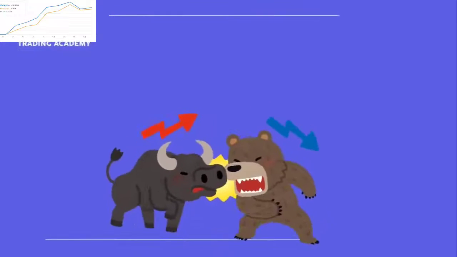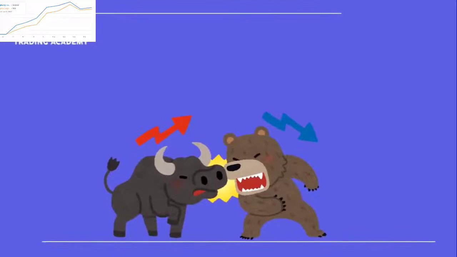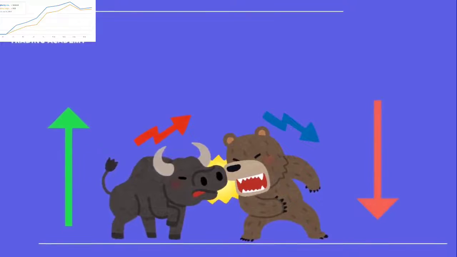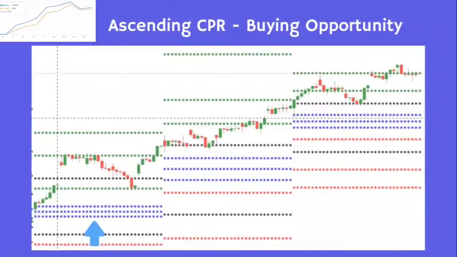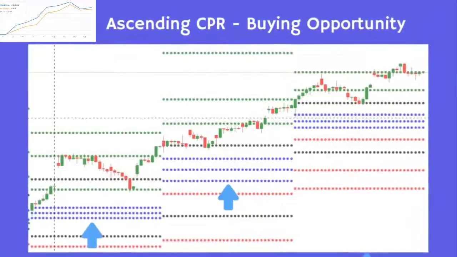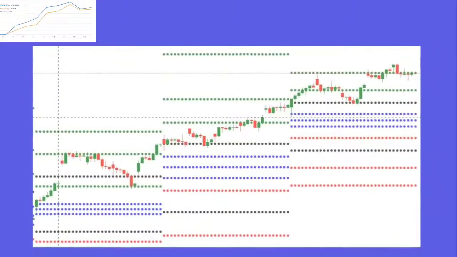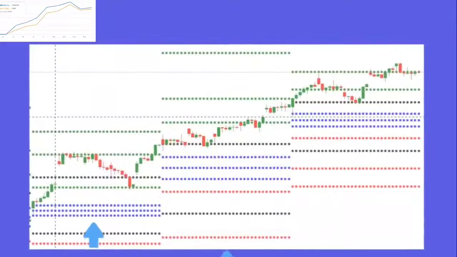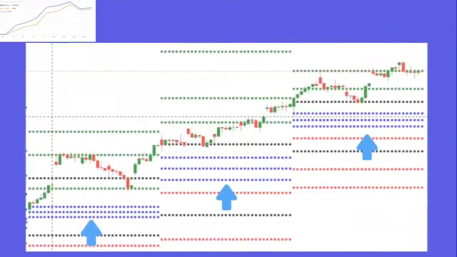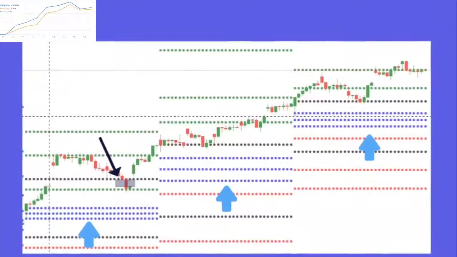Ascending and descending CPR is used to identify the trend. Whenever there is an ascending CPR, you can look for a long opportunity. Here, we had ascending CPR. You can initiate your long position once the candles take support at CPR or R1, the previous day high.